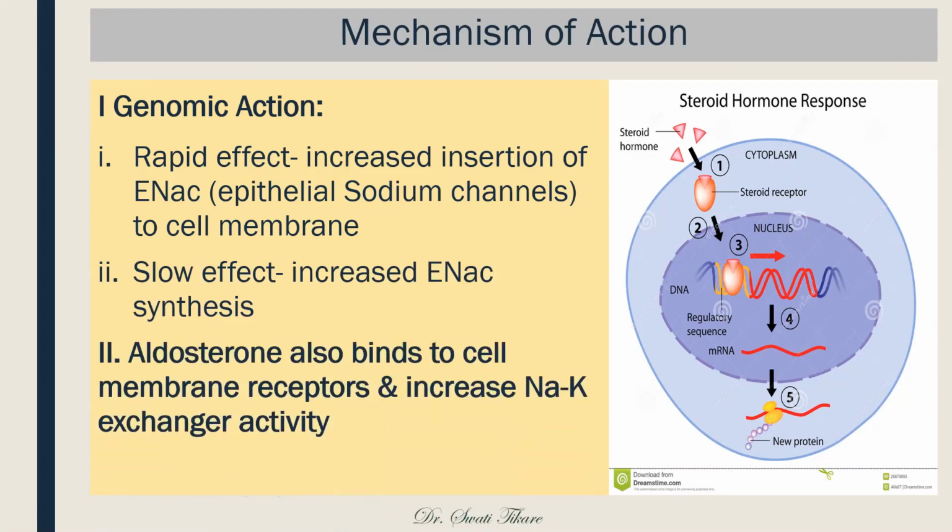The non-genomic action of aldosterone is that aldosterone binds to cell membrane receptors and increases the sodium-potassium exchanger activity. Okay? So basically, the genomic action was that aldosterone was entering inside and producing a particular new protein. What was that new protein? ENaC channels. That was the genomic action. The secondary action is that it binds on the target cell surface itself and also increases the sodium-potassium exchange activity. So these are the mechanisms of action of aldosterone.